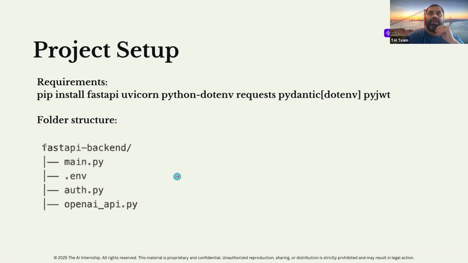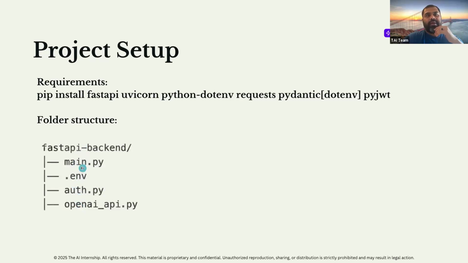Generally, first you need to install these libraries, like FastAPI. You can either have these within a requirements.txt file, or you can use pip install to install FastAPI, uvicorn, python-dotenv to load environment variables, requests for HTTP requests, also pydantic and PyJWT, which is to generate the token that is needed for authentication. You can install these within your virtual environment and create files so that a project looks like this.